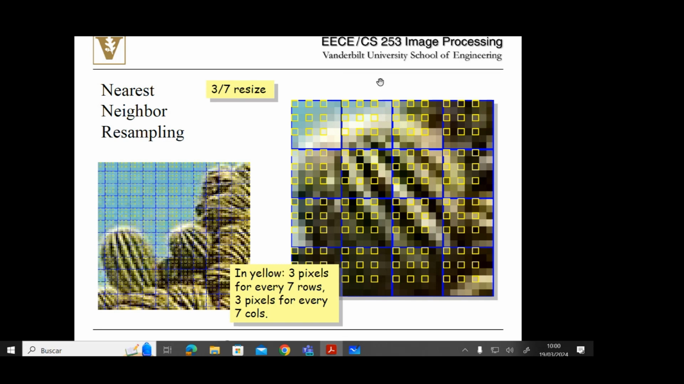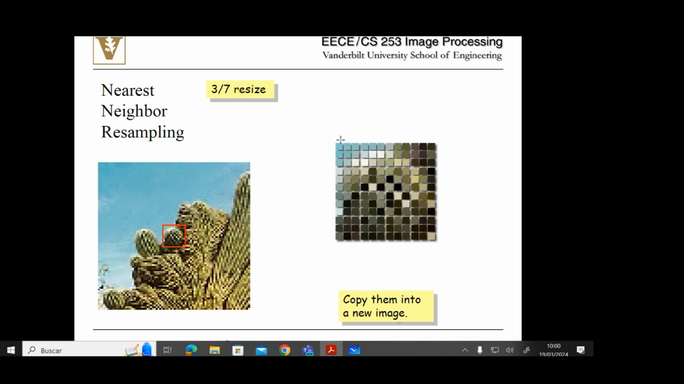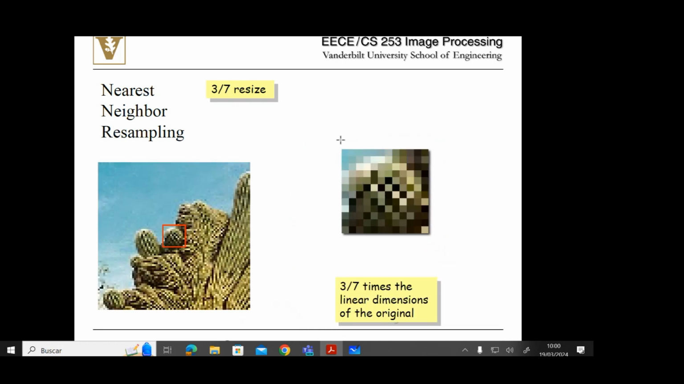And then we simply take these values. We take the values from the yellow boxes, the yellow pixels, and we put them together. Okay, so we keep those, then we put them together. This is our new image. This is the result.